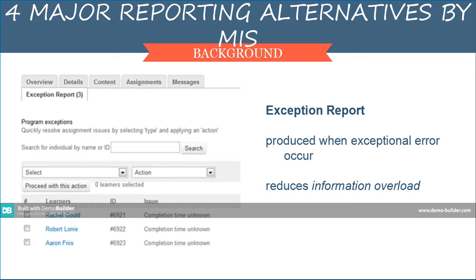Exception report is a kind of report produced when exceptional errors occur. In other cases, exception reports are produced periodically but contain only these exceptional conditions. It reduces information overload as this report only shows the details that really matter to the manager.